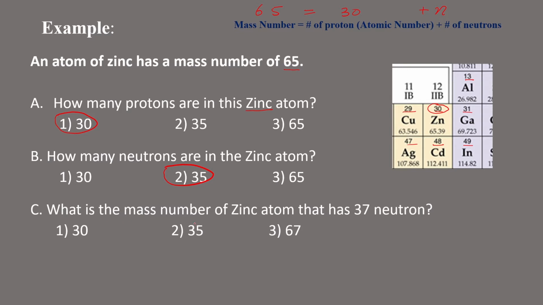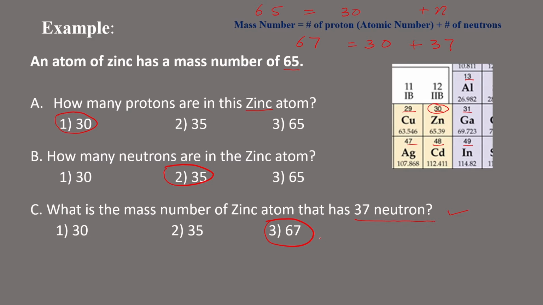Next is, what is the mass number of zinc atom that has 37 neutrons? Okay, so this time the number of neutrons is given. So we are going to write down that the number of neutrons is 37. The number of protons for zinc will never change, will always be 30, right? So it will be 30. And when we add these two numbers, the mass number is 67. So the zinc atom that has 37 neutrons will have a mass number of 67.